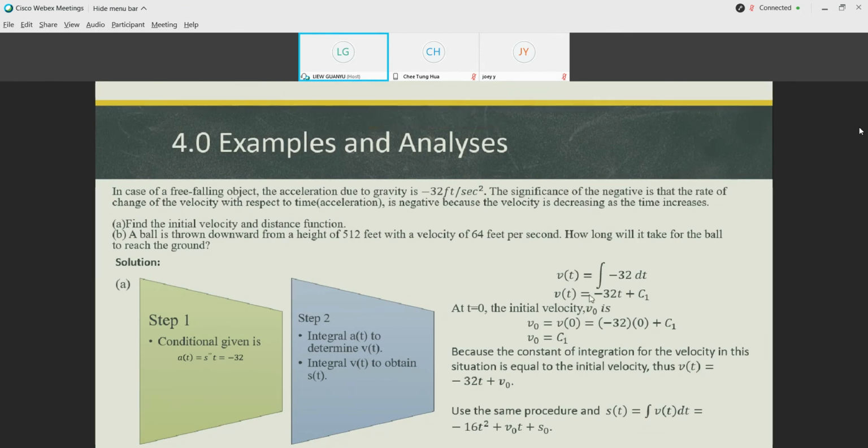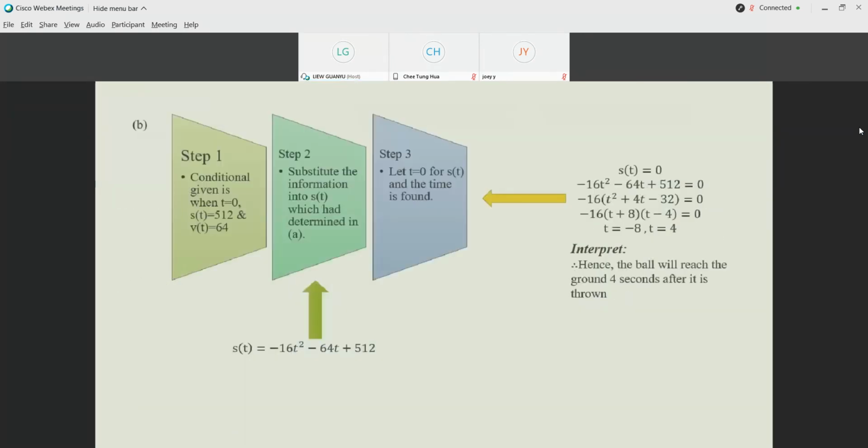For part B, the condition given is when t equals 0, s(t) equals 512, and v(t) equals 64. For step 2, we need to substitute the information into s(t), which was determined in part A. Lastly, s(t) equals negative 16t squared minus 64t plus 512.